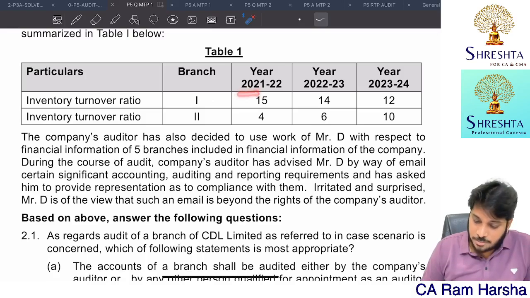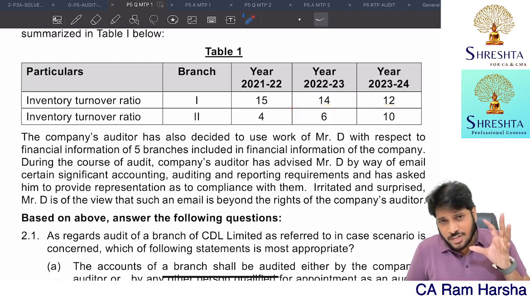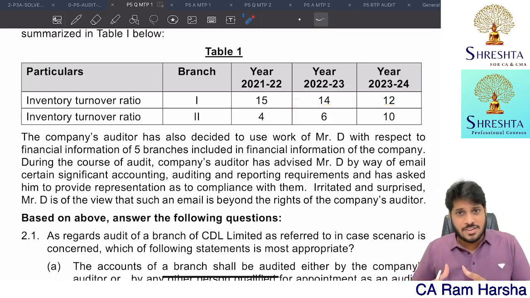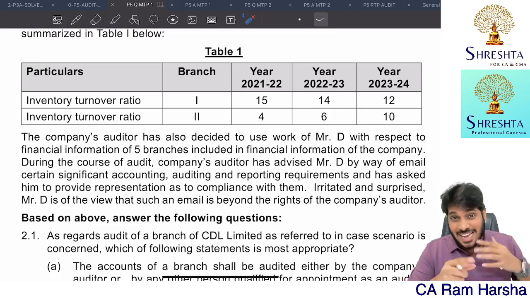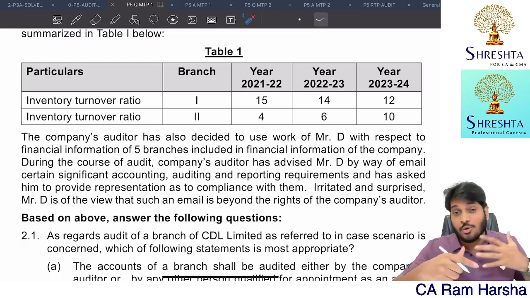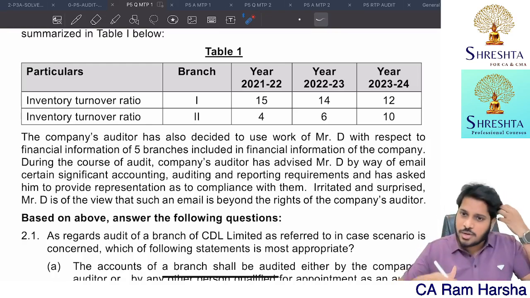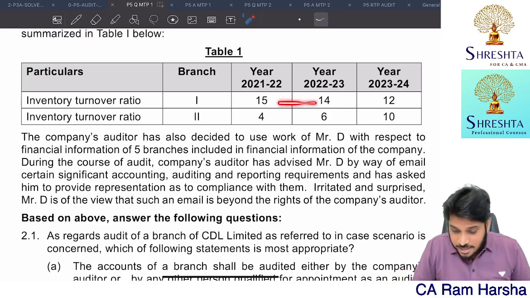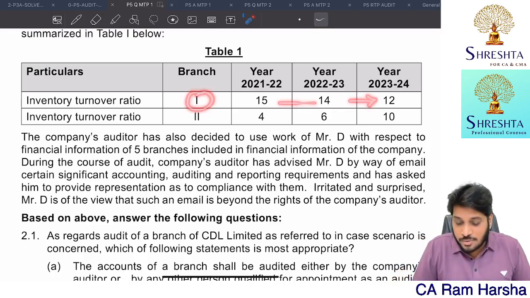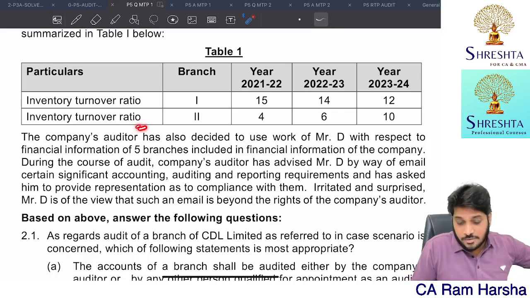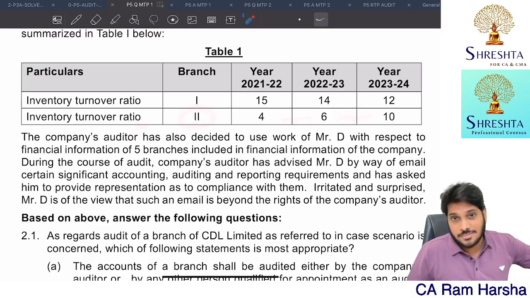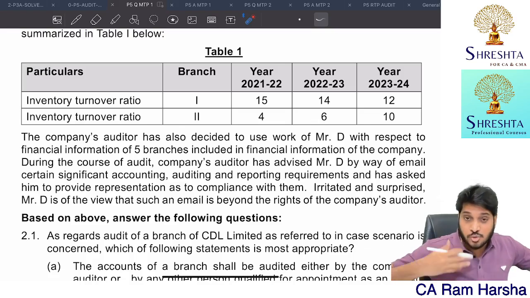Okay, for branch number 1, inventory turnover ratio is decreasing. High inventory turnover ratio means what? As and when we are purchasing goods, they are immediately being sold. Higher turnover ratio means higher sales, higher amount of sales are happening. Inventory is being rotated multiple times. Inventory turnover is reduced for the branch number 1. It is reducing year by year. Getting it? Which means sales are reducing. Inventory turnover ratio for branch number 2 is increasing, which means sales are moving much more faster.